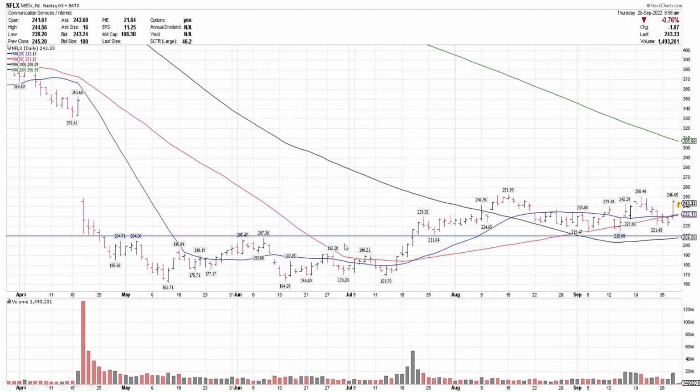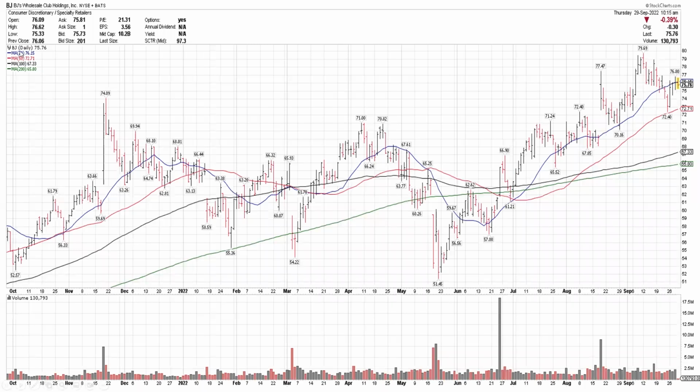So we can see 207, 211, 19, 15, 21. So on any pullbacks, I'd want to see 210 hold on this chart. But for those that are looking at long side ideas, whether it's just building a watch list right now and waiting until the volatility dies down, or that are looking at scaling in smaller, Netflix is very high on our list. Number 2, BJ's Wholesale Club.